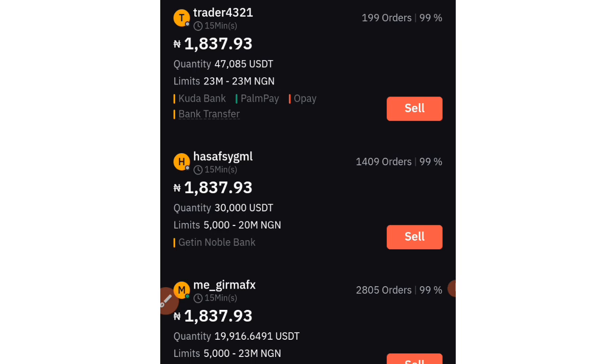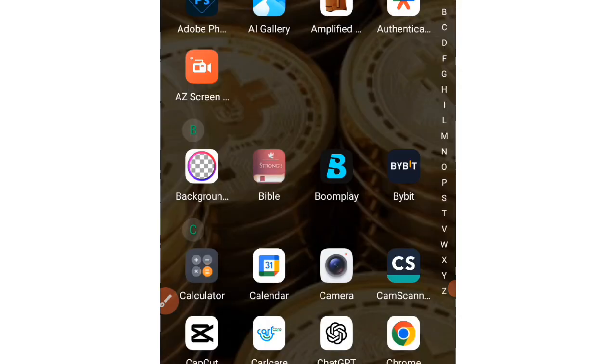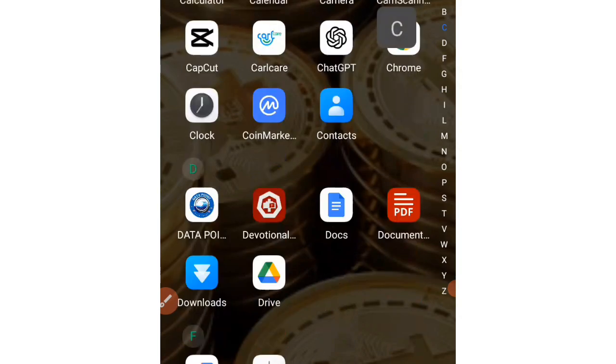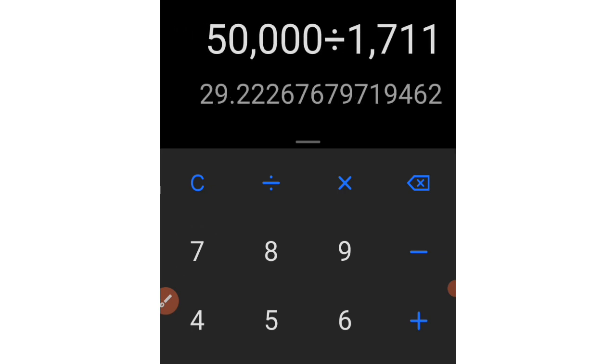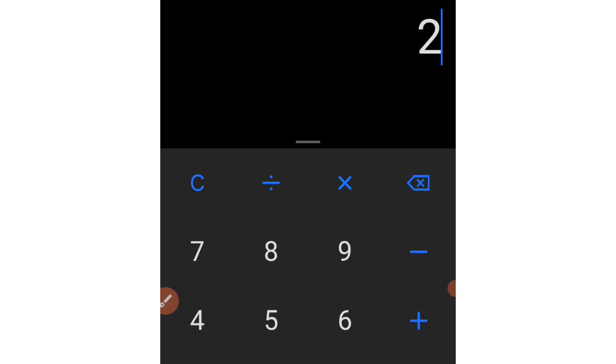So let's head over to our calculator and I'll show you how much you will gain. So we go to our calculator here. We are using 50,000 to trade. We say 50,000 divided by how much was our buying rate? We bought at 1,711, right? So if you use 50,000 to buy coin at the rate of 1,711, we are going to be having 29.22 USDT.